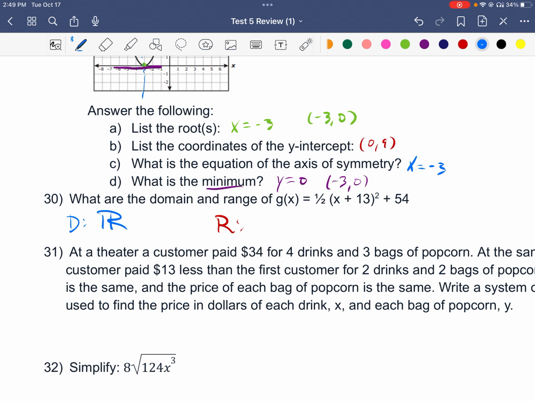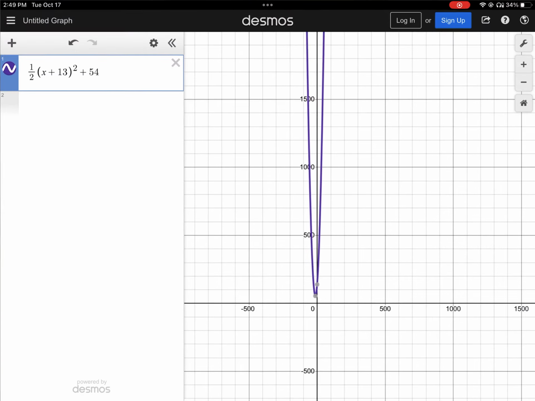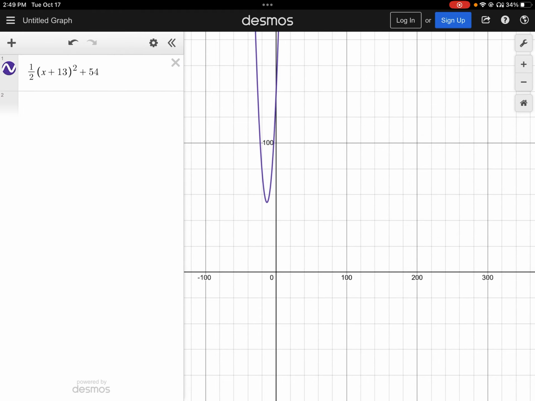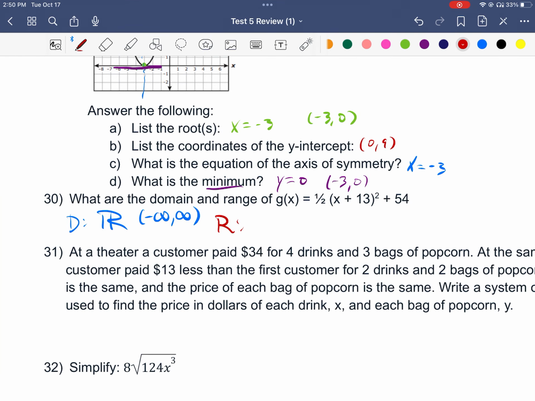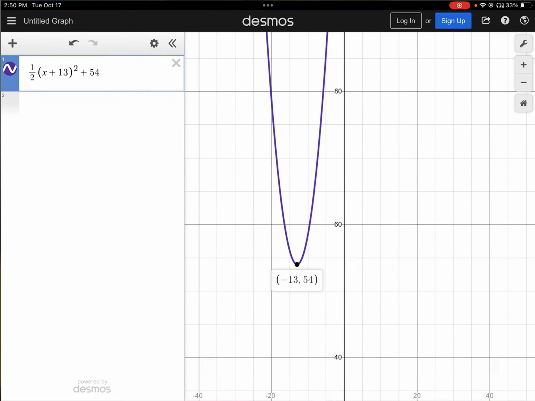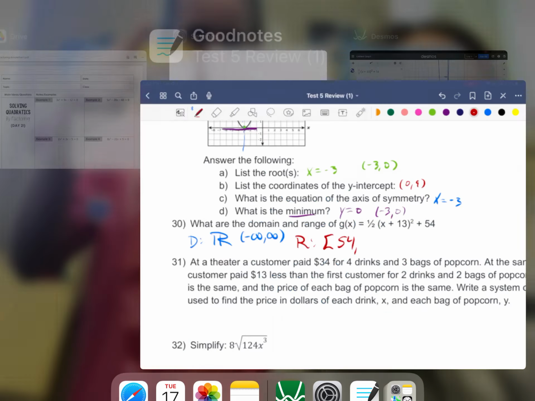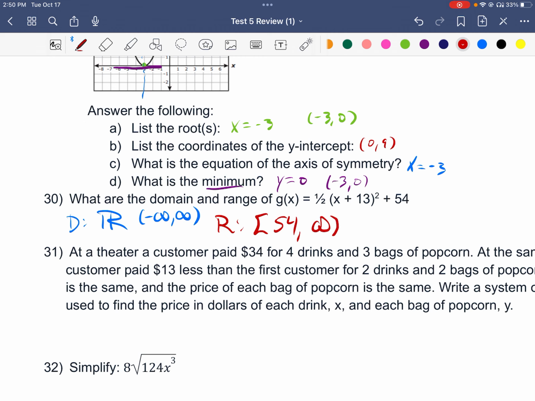I'll write the symbol. You could also write -infinity to infinity. You could also write all real numbers, whatever it is you want to do. Range: how far down does it go? I can see that the lowest y value is 54. The -13 has nothing to do with the y values. My lowest y value is 54. The highest y value, it goes up forever. It never stops going up. So 54 to infinity, like that. Or you could say y is greater than or equal to 54.